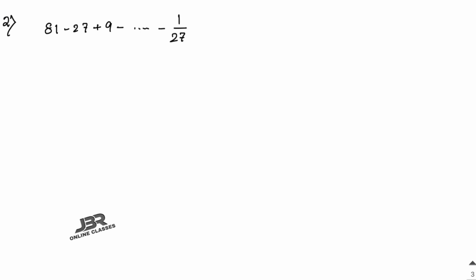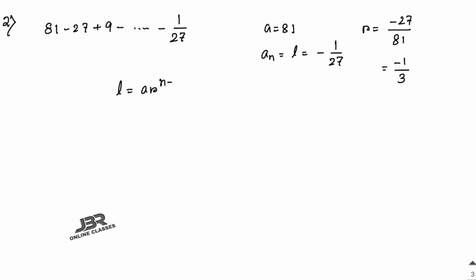Okay, so in that case here a equal to 81. Then here a n, or the last term, equal to minus 1 by 27. Here r equal to minus 27 divided by 81, that equals minus 1 by 3. So as L equals minus 1 by 27, you know the formula of L, that one equals a r to the power n minus 1. So that one equals minus 1 by 27.